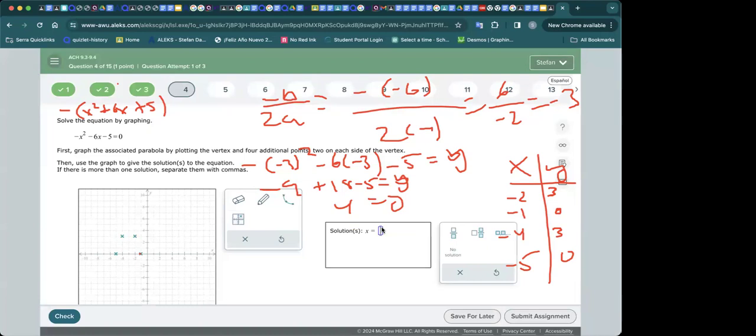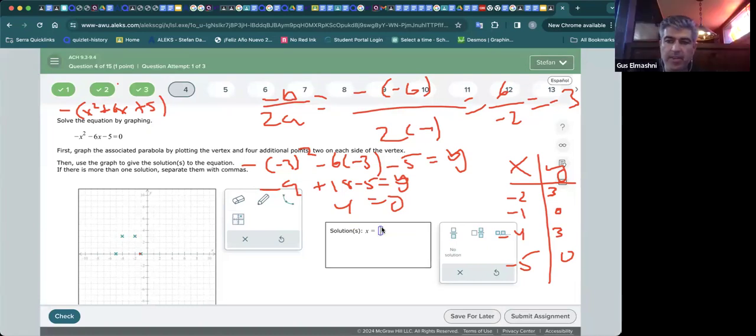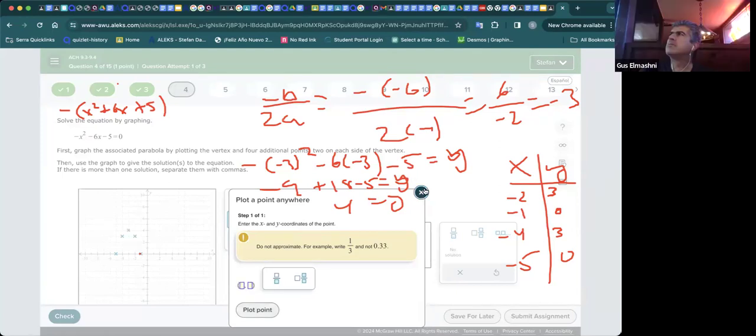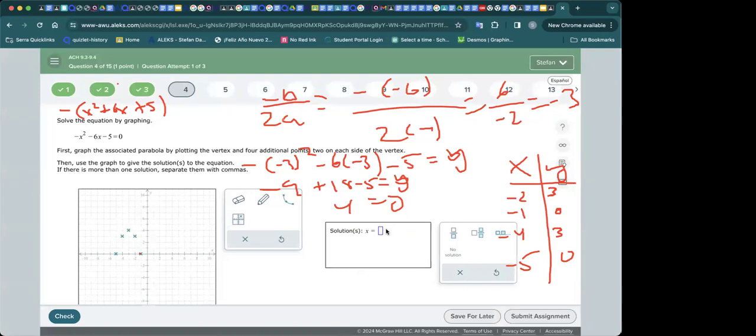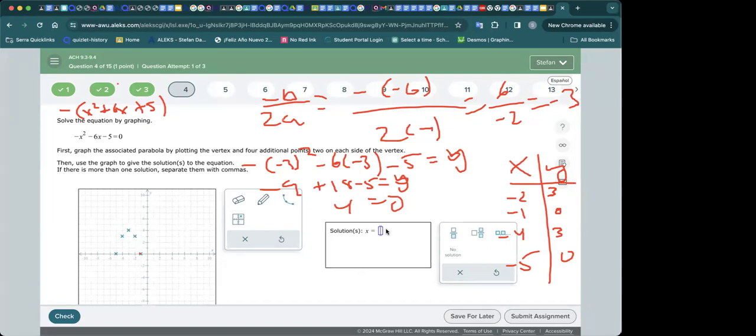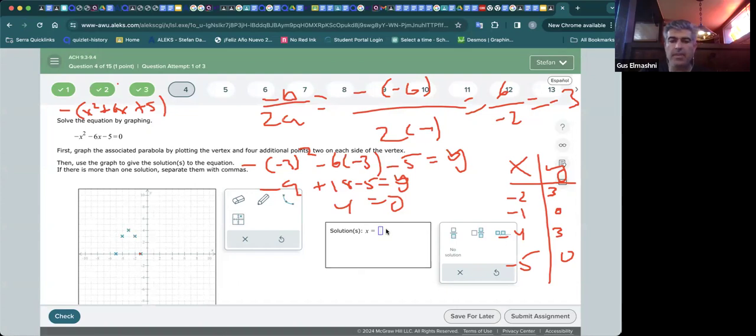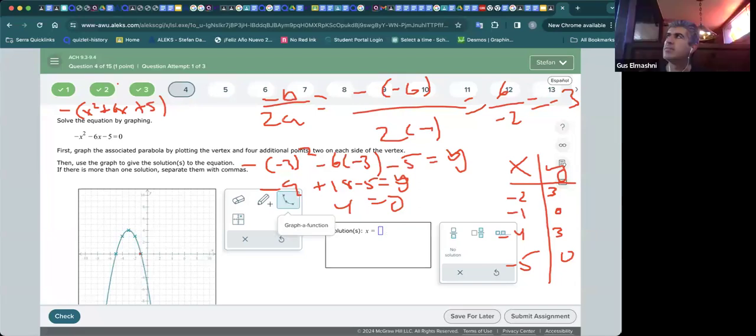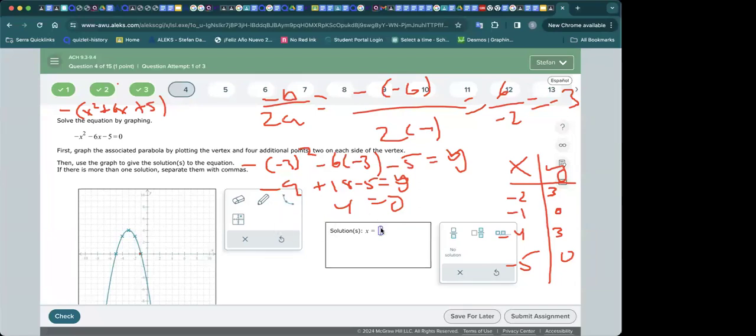Now what's this? X equals, well, you don't have your vertex yet. Negative three comma four. Negative three. There. And then x would be... Oh no, you have done that. Now just graph it. Then what's x? It says solutions. X equals... Oh, then that's negative five and negative one.